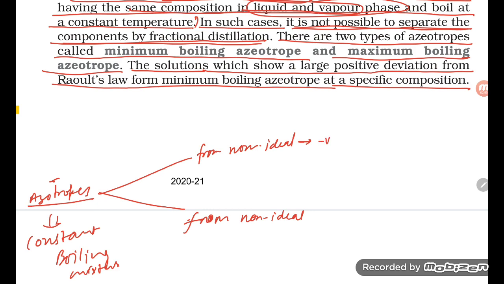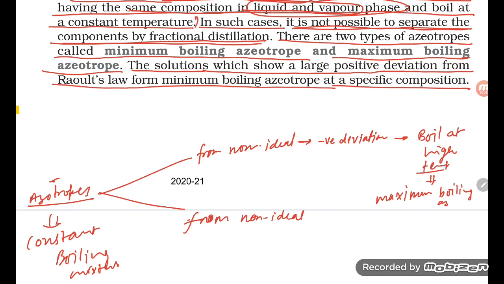If it is showing negative deviation, it means it boils at a high temperature. Negative deviation means you need to boil more. Needing to boil more means it is a maximum boiling azeotrope, because you need to heat this one more.